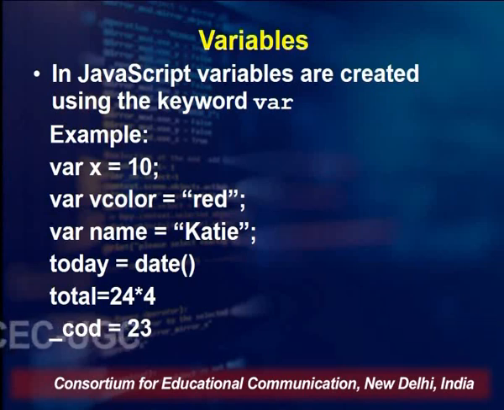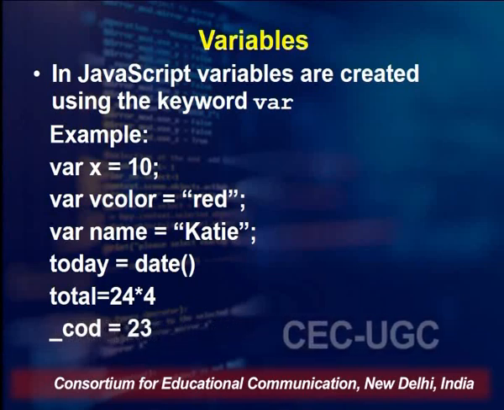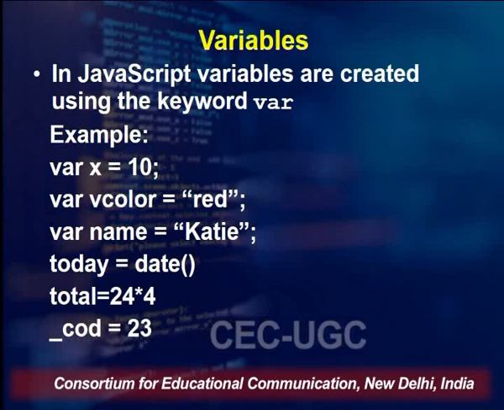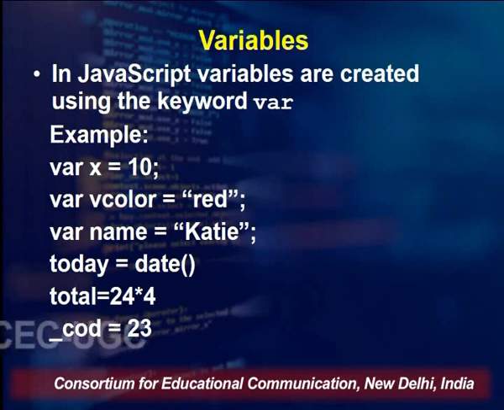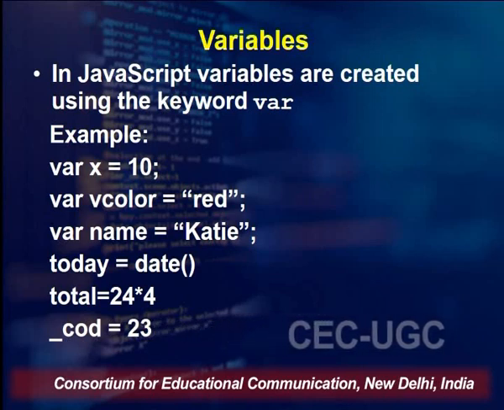If you can see in these examples, we are writing var x is equal to 10. What are we doing? We are creating a variable which we are identifying with the name x, and in that we are storing the value 10. Likewise we are writing var color is red, or we are creating another variable called today in which we are storing the date.